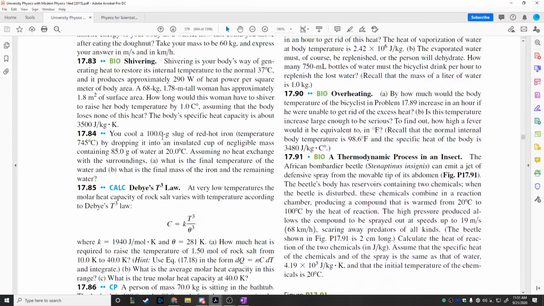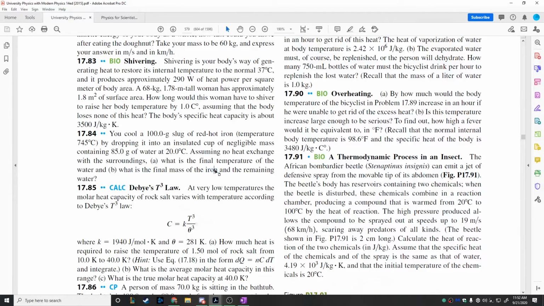What's this one? You cool a 100-gram slug of red hot iron, at a temperature of 745 degrees Celsius, by dropping it into an insulated cup of negligible mass containing 85 grams of water at 20 degrees Celsius. Assuming no heat exchange with the surroundings, what is the final temperature of the water? What is the final mass of the iron and the remaining water?